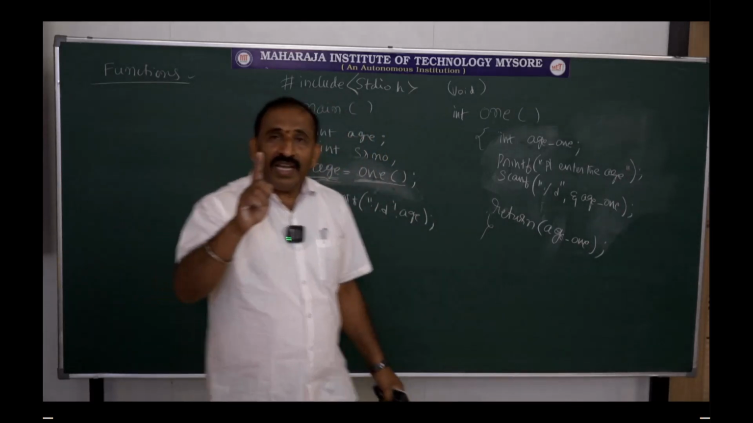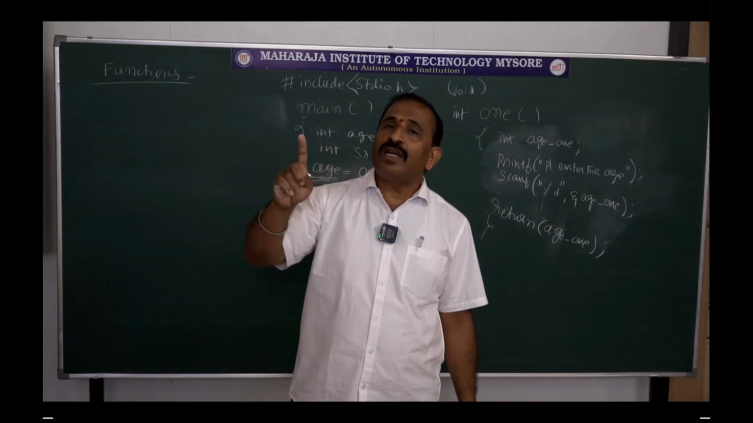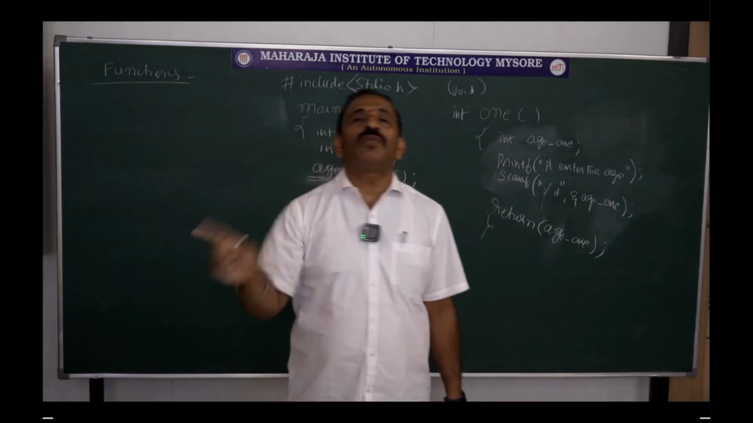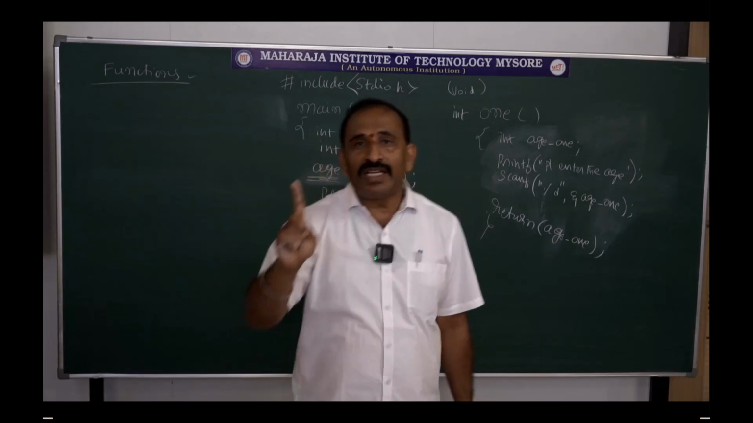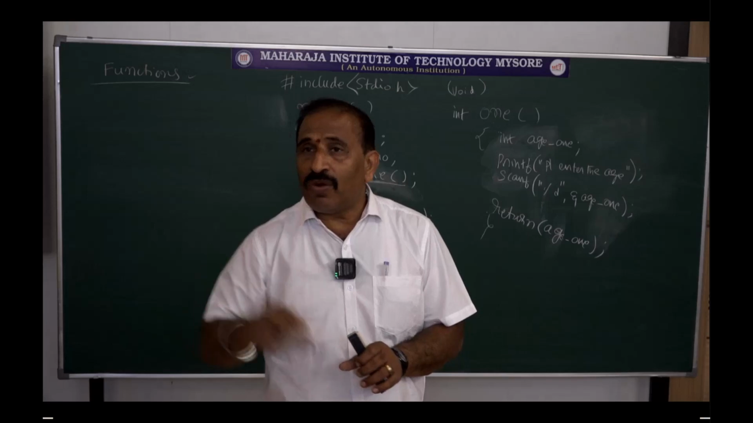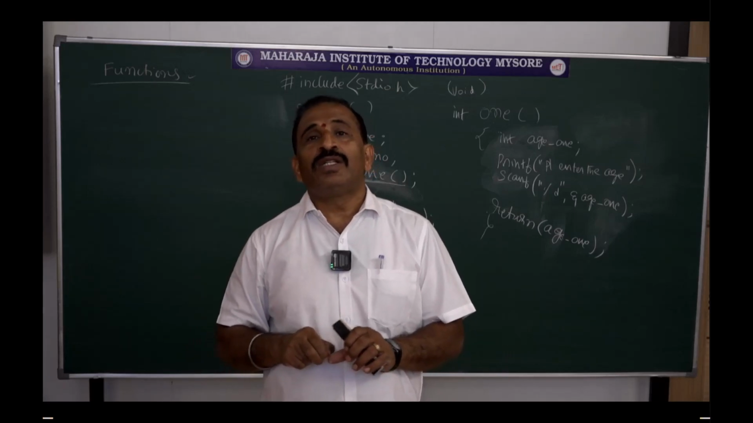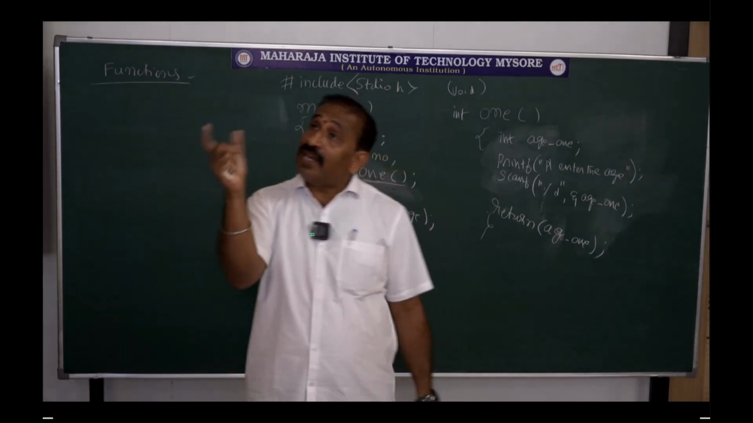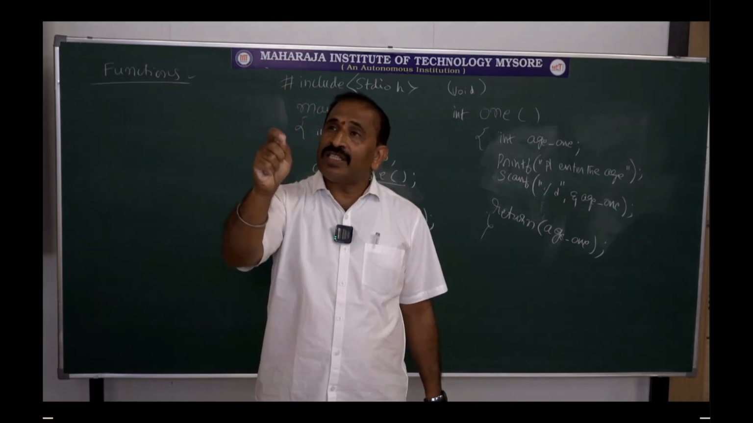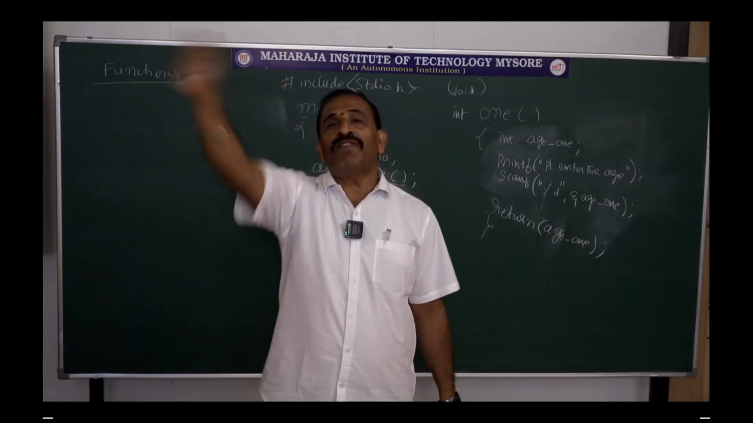And can a function return more than one variable? It cannot return more than one variable. It can return only one value. It could be an integer, it could be a float, it could be a character. So what sort of value is it returning? That is the type of function.